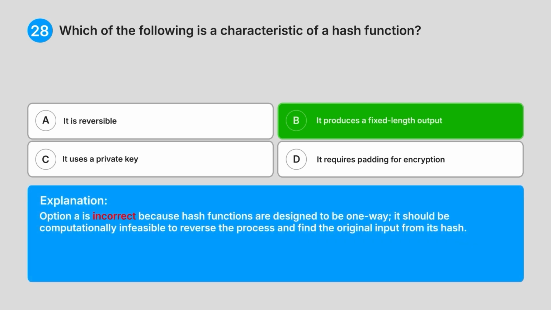Option A is incorrect because hash functions are designed to be one-way. It should be computationally infeasible to reverse the process and find the original input from its hash.